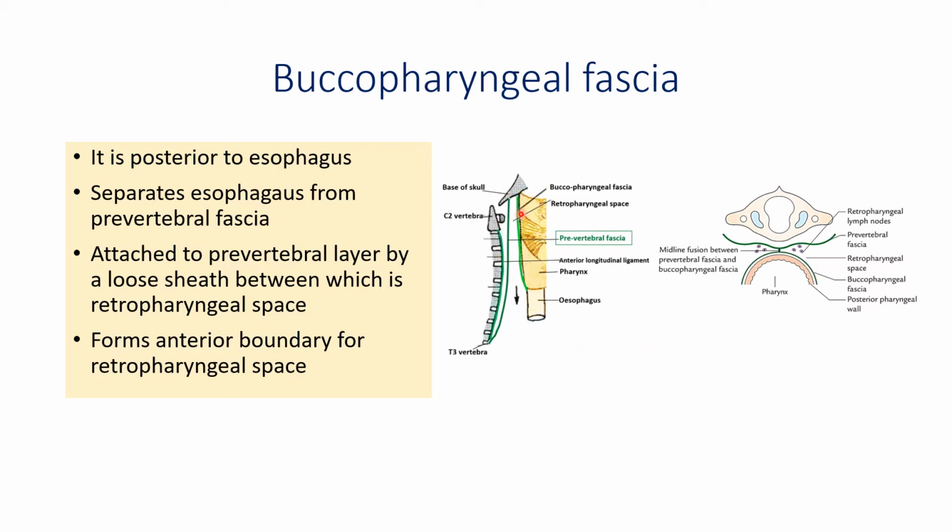In this sagittal view also you can see the buccopharyngeal fascia extending from the base of the skull, and you can see the constrictor muscles of the pharynx and the esophagus, the continuation of the pharynx. So the buccopharyngeal fascia is posterior to the esophagus, and it separates the esophagus from the prevertebral layer of fascia, and it is attached to the prevertebral layer by a loose sheath, between which is the retropharyngeal space. So it forms the anterior boundary for the retropharyngeal space.